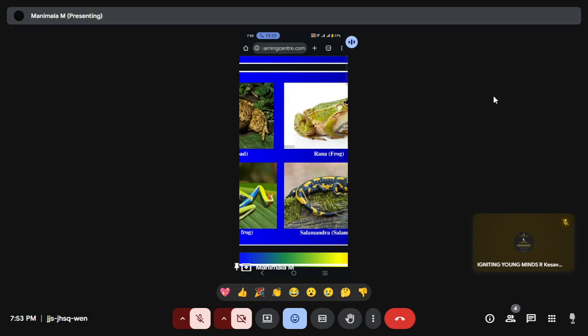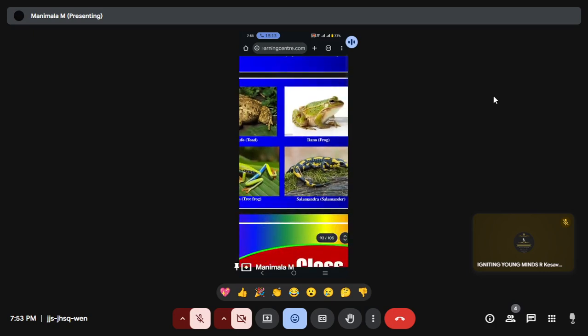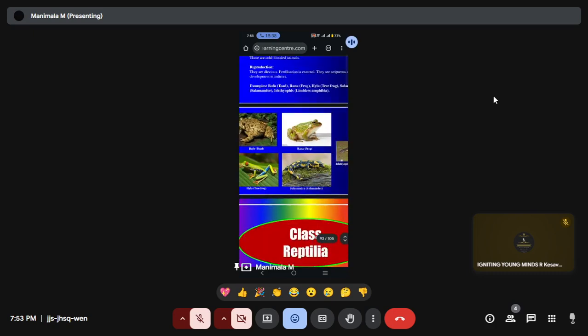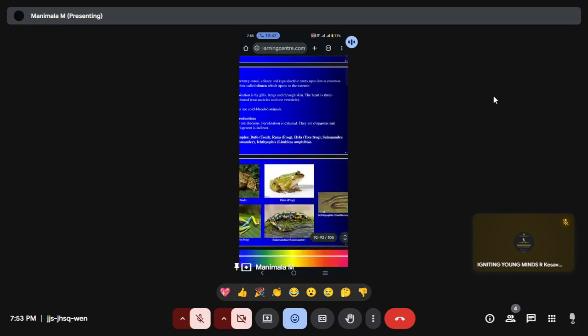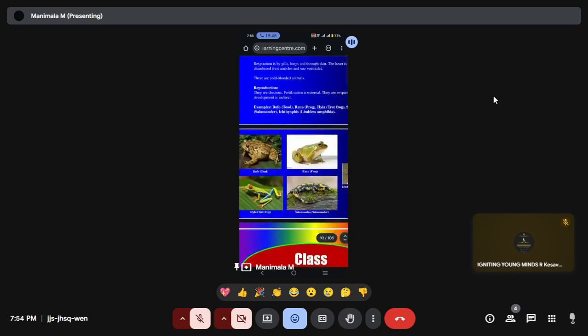The digestive system, the alimentary canal, urinary and reproductive tracts, all these three open into a common chamber. It is called cloaca. Cloaca means the alimentary canal, urinary bladder, and also reproductive tracts. So these three systems open into a common chamber, called the cloaca.